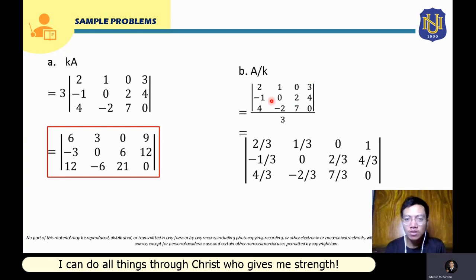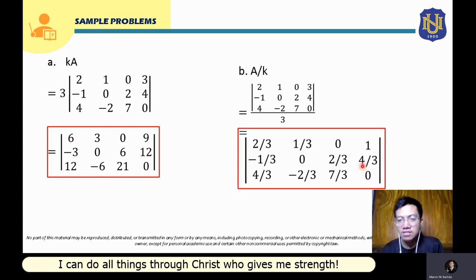Dividing this, we get 2 over 3, 1/3, 0 over 3 which is 0, 3 divided by 3 which is 1, negative 1 over 3 which is negative 1/3, 0 over 3 which is 0, 2 over 3 which is 2/3, 4 over 3 which is 4/3, negative 2 over 3 which is negative 2/3, 7 over 3, and 0 over 3 which is 0. So this will be the answer for A over K.